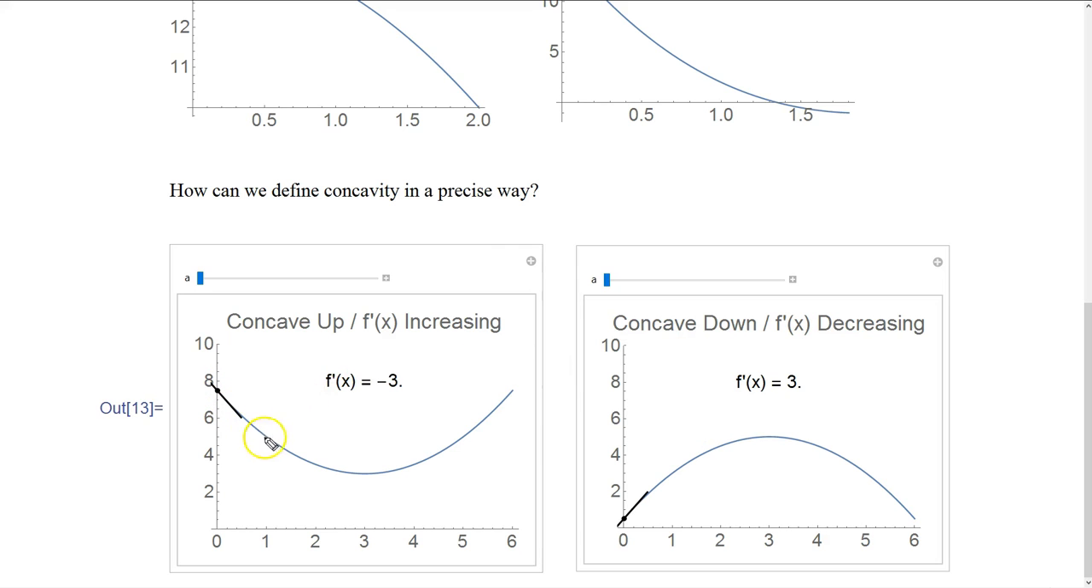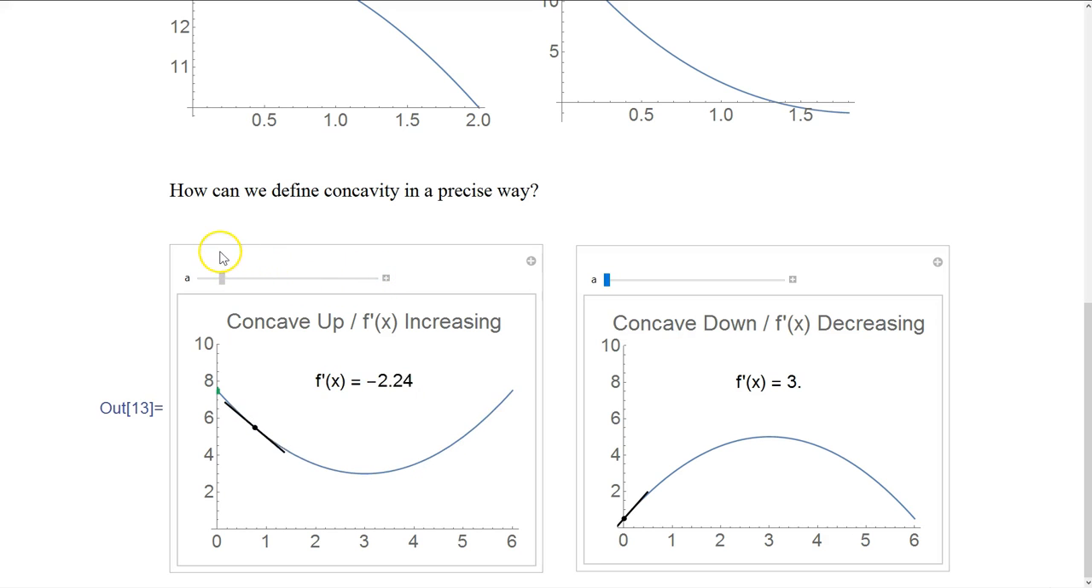The first graph we have here is concave up. And let's take note as we move from left to right what happens to the derivative of the function. So keep an eye on this number right here as we move this point from left to right along the graph. Looking at the derivative of the function, it looks like our derivative is increasing. So our derivative went from -3 to +3.